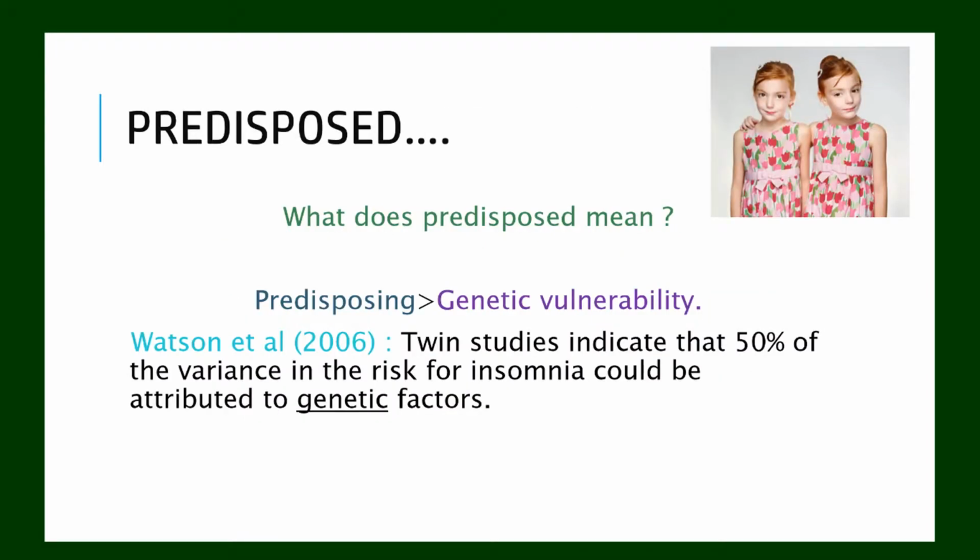Now, another explanation as to why we develop insomnia. It may just be simply because we are predisposed to developing insomnia. So what does predisposed mean? It means that we are genetically vulnerable to developing insomnia due to our parents having it and us inheriting the genes for insomnia. So, Watson et al. in 2006, using twin studies, indicates that 50% of the variance in the risk for insomnia could be attributed to genetic factors. So there's a 50% chance that the reason why individuals are developing insomnia is because of genetic factors.